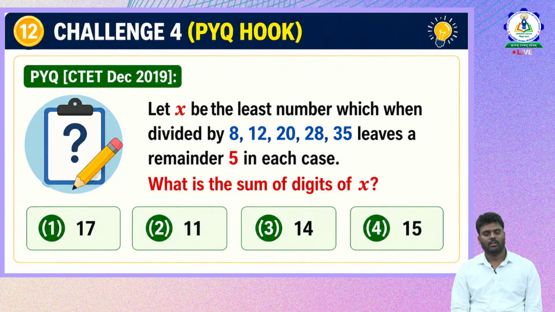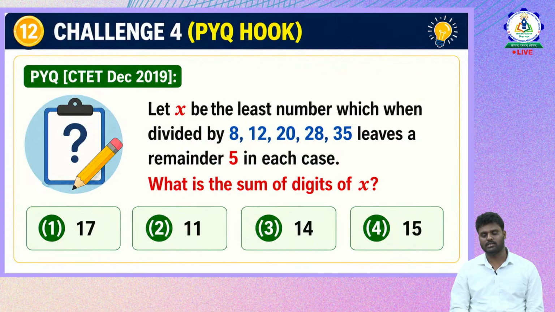Now this is also one of the important questions, asked very frequently nowadays in CTET paper 1 and paper 2. Questions of this kind are being focused on more now. The question is like this: let x be the least number which, when divided by 8, 12, 20, 28, 35, leaves a remainder 5 in each case.